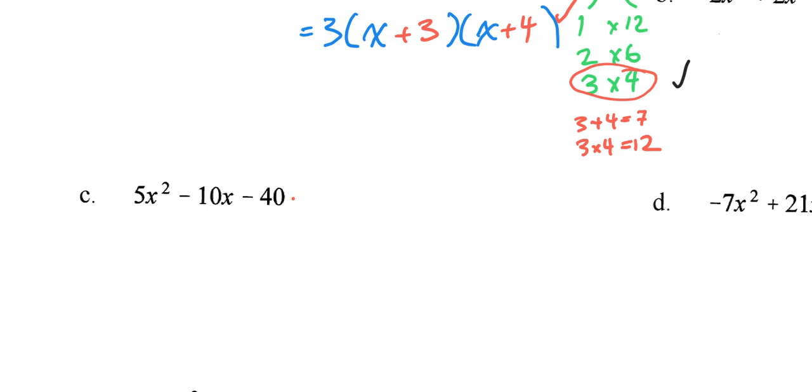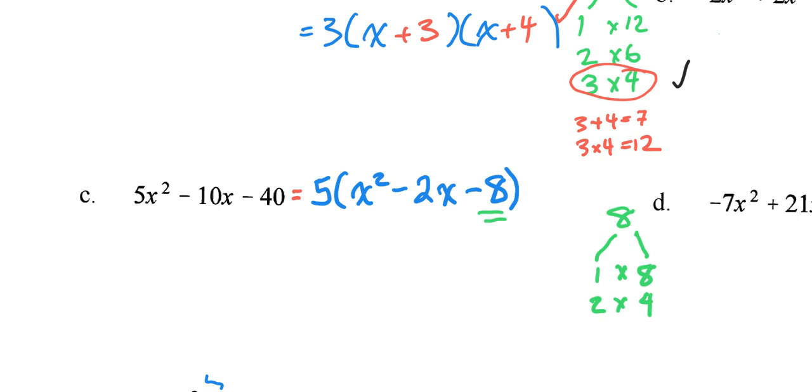So now we've got 5. For this one, we got x squared minus 10x minus 40. So we pull off an x. So we have x squared minus 2x left over, and then minus 8. So now we need two numbers that multiply to. And now we have our tree that breaks up 8.